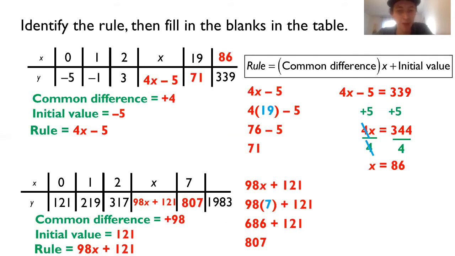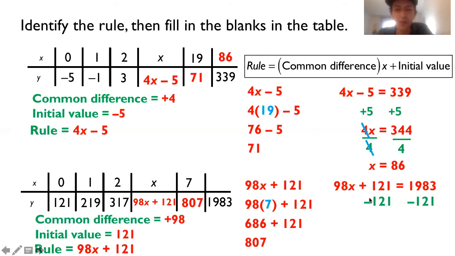Now let's work backwards one more time. What if I give you 1,983? Well, we know the rule, so what we're saying is 98x, whatever x is in this situation, plus 121 is going to give me 1,983. So your job is to solve for x, find out its value.